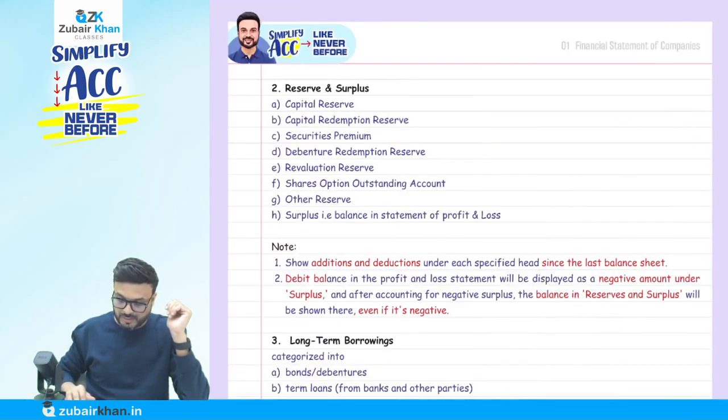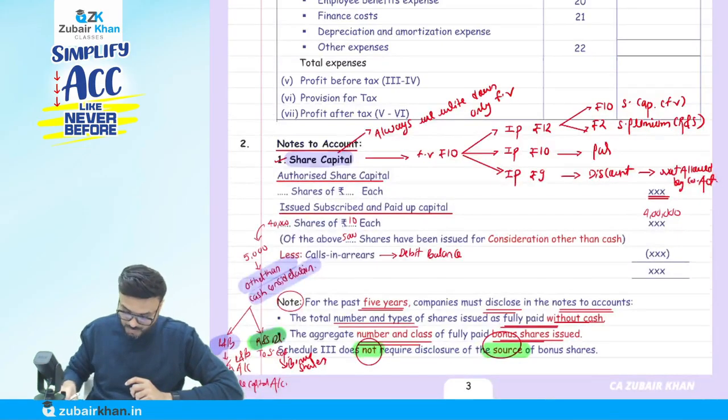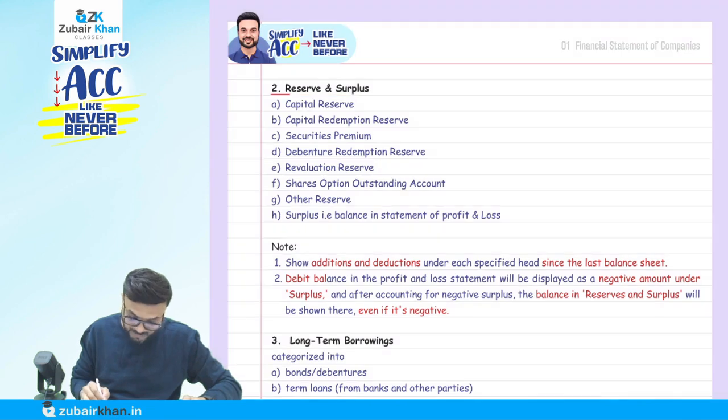So when I go to notes to account number 2, which is reserve and surplus, many things I will discuss with you here. You just have to listen to me carefully. Okay, so this is my reserve and surplus.